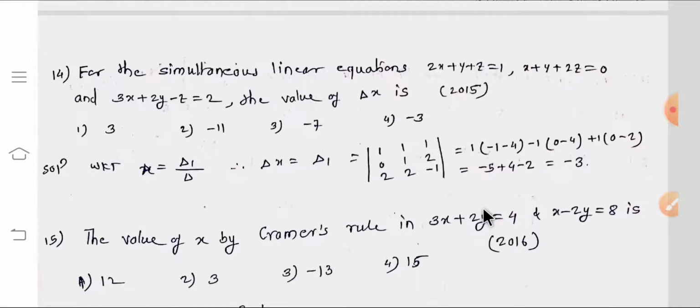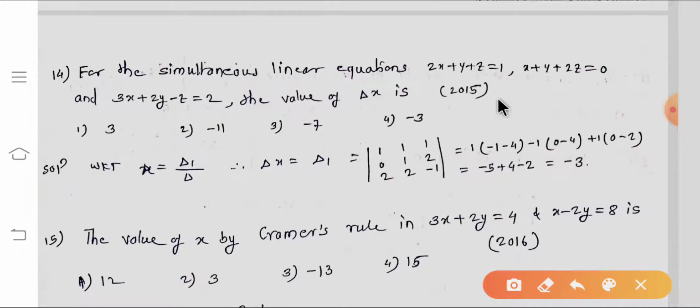Next example is, for the simultaneous linear equations 2x plus y plus z equal to 1, x plus y plus 2z equal to 0 and 3x plus 2y minus z equal to 2, the value of x is, we know that in Cramer's rule, x equal to delta 1 by delta. We know this formula. So therefore x equals what? x equal to nothing but delta 1.